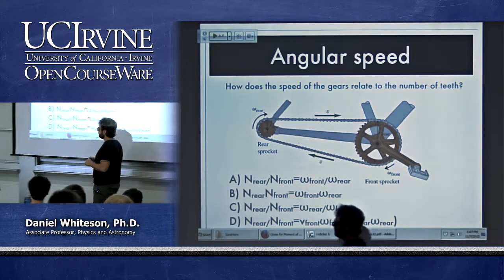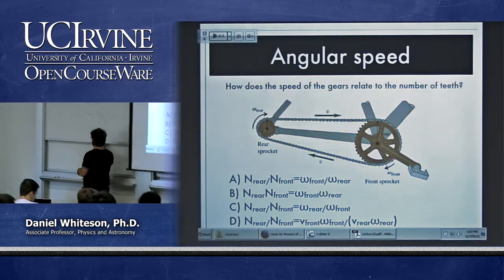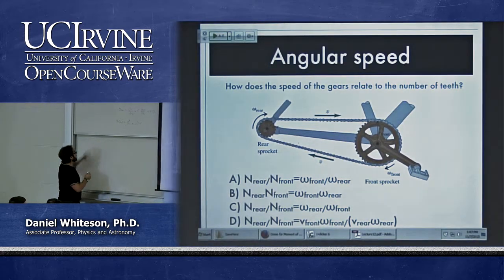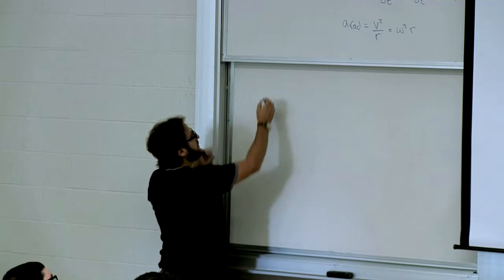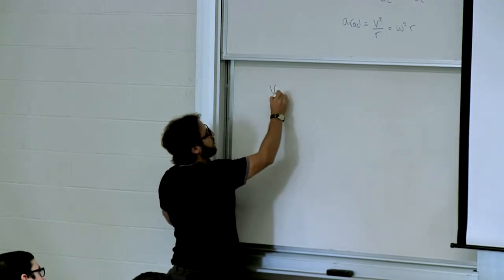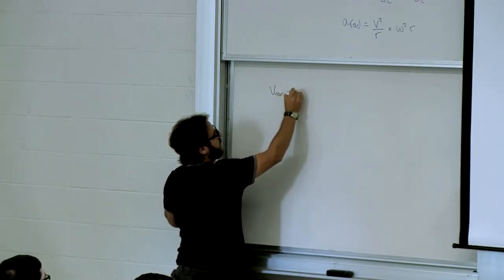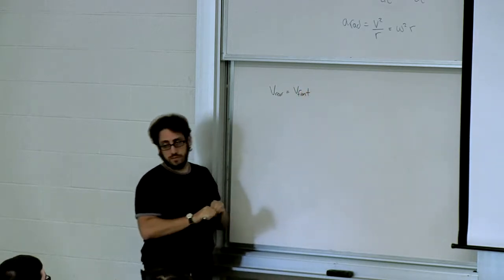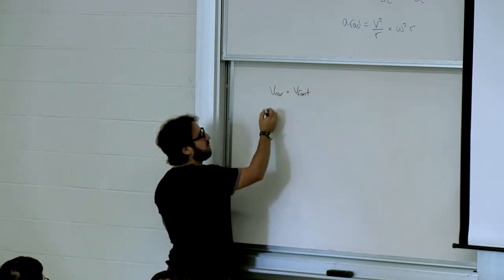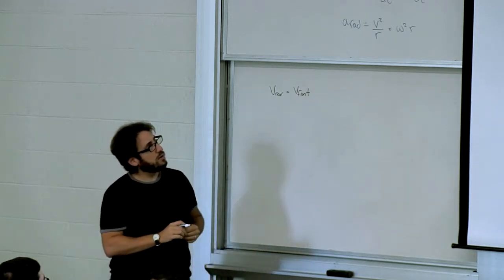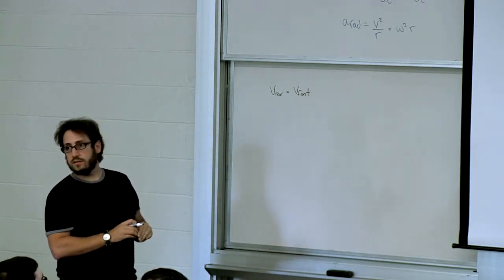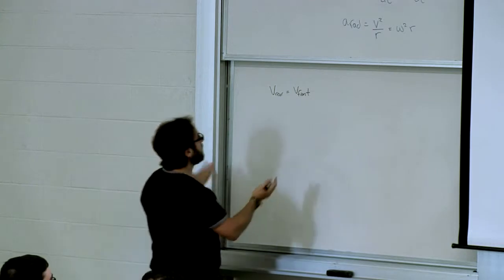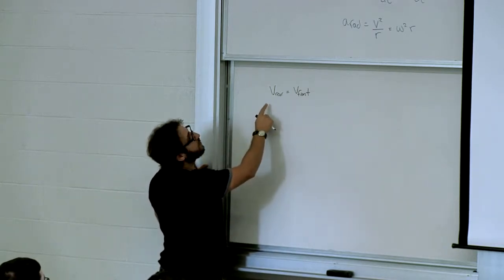We can set their tangential velocity. So I'll say velocity of the rear is equal to velocity of the front. What does that get me? Solve for their independent alphas. Because alphas? You mean omegas? Yeah, okay. So here I have, what's the relationship?